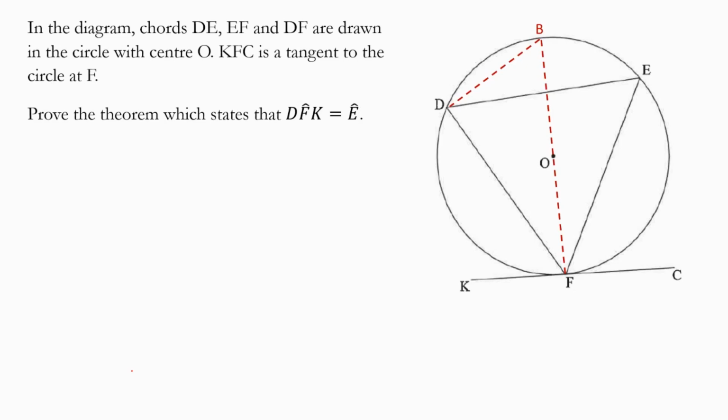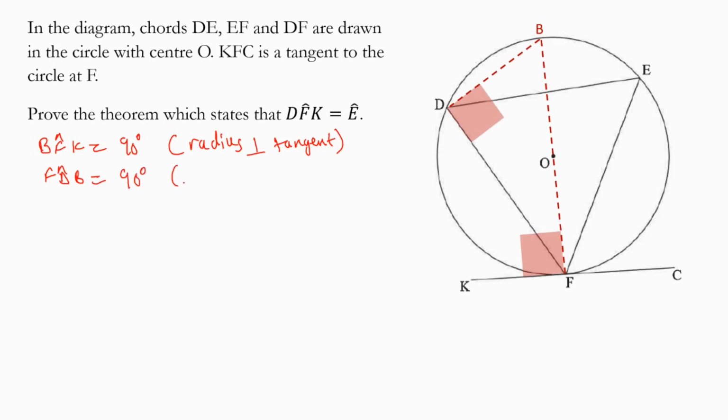So we've done the construction, and still angle BFK is equal to 90 degrees. Radius perpendicular to tangent. We have FDB also. What can you say about angle FDB? Angle FDB is equal to 90 degrees. Why? It is angle in semicircle.